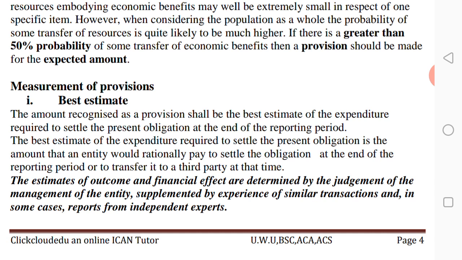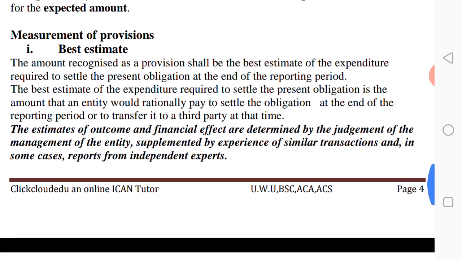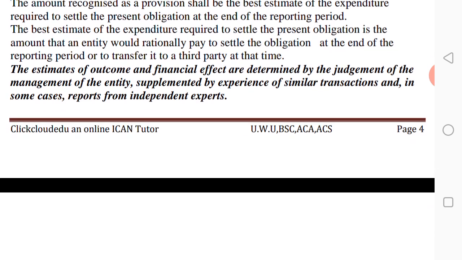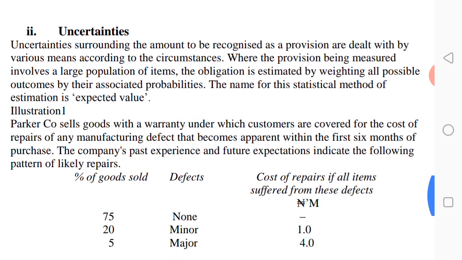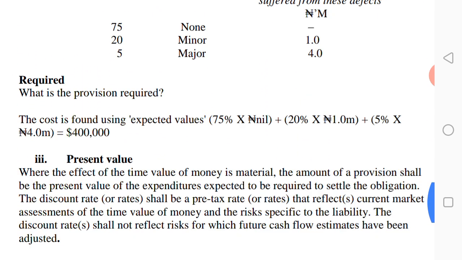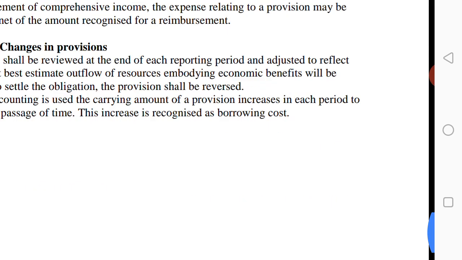The amount recognized as provision shall be the best estimate of the expenditure required to settle the present obligation at the end of the reporting period. The best estimate of the expenditure required to settle the present obligation is the amount that an entity should actually pay to settle the obligation at the end of the reporting period, or transfer it to a third party at that time. So before you can measure a best estimate, the management will use their skills before they can say, okay, this is the best estimate.